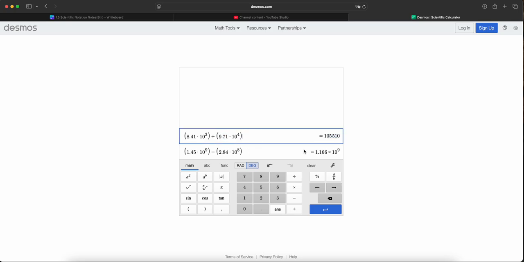And as you can see, one of them gave me an answer in scientific notation, one of them didn't. So if they give you one that's not, you have to convert it to scientific notation, which we'll talk about in 1.6. But this is how Desmos works with this, and this is the calculator that the Ohio State test uses.